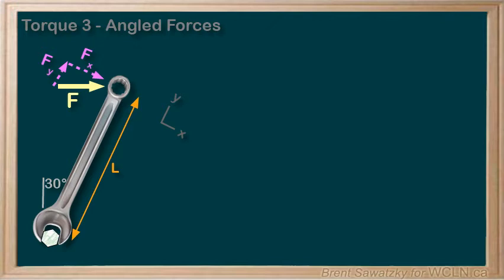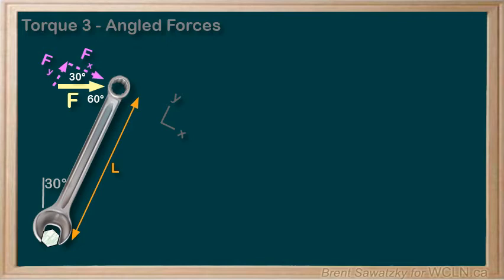And to do this, we need to determine some angles involved. That is, if this angle is 30 degrees here, then this angle up here would be 90 minus 30 equals 60 degrees. And then this angle up here would be 90 minus 60, or back to 30 degrees. So our component Fx would be F cos 30.